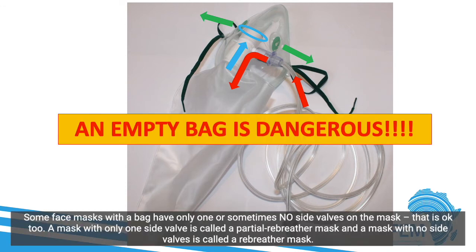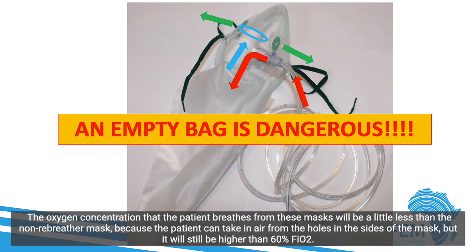Some face masks with a bag have only one or sometimes no side valves on the mask. That is okay too. A mask with only one side valve is called a partial rebreather mask, and a mask with no side valves is called a rebreather mask. The oxygen concentration that the patient breathes from these masks will be a little less than the non-rebreather mask because the patient can take in air from the holes in the sides of the mask, but it will still be higher than 60% oxygen concentration.